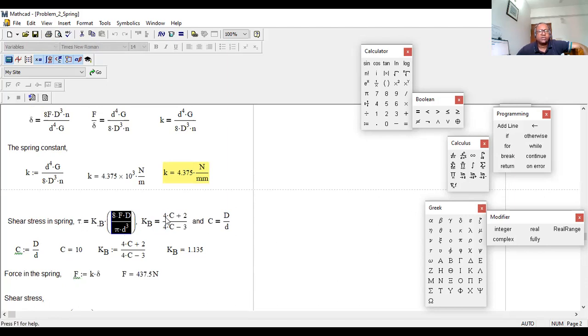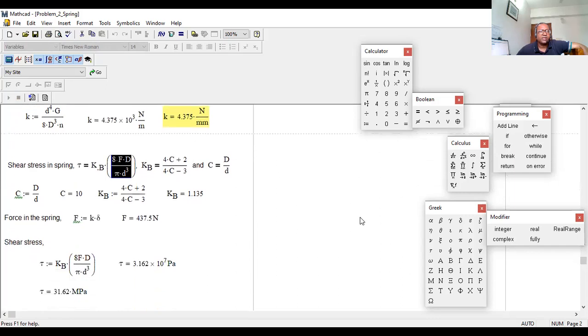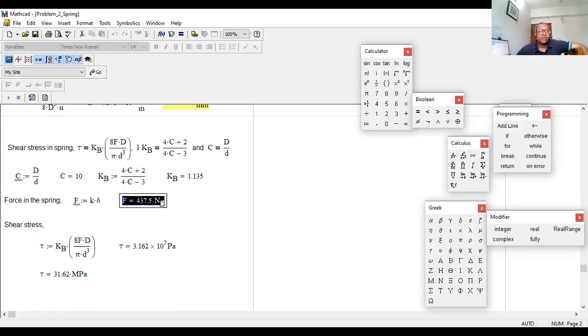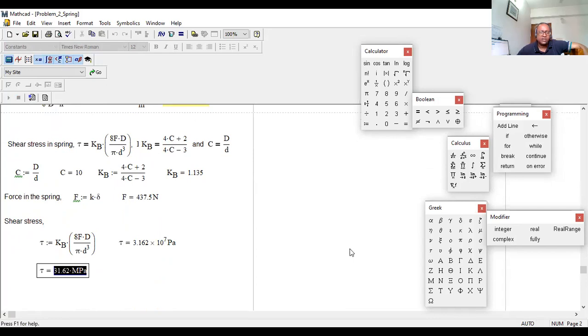And KB equal to this one, (4C plus 2) over (4C minus 3), where C equal to big D by D. So this is the F value. You put it in the formula, you get the value of the tau. Then convert to megapascal.